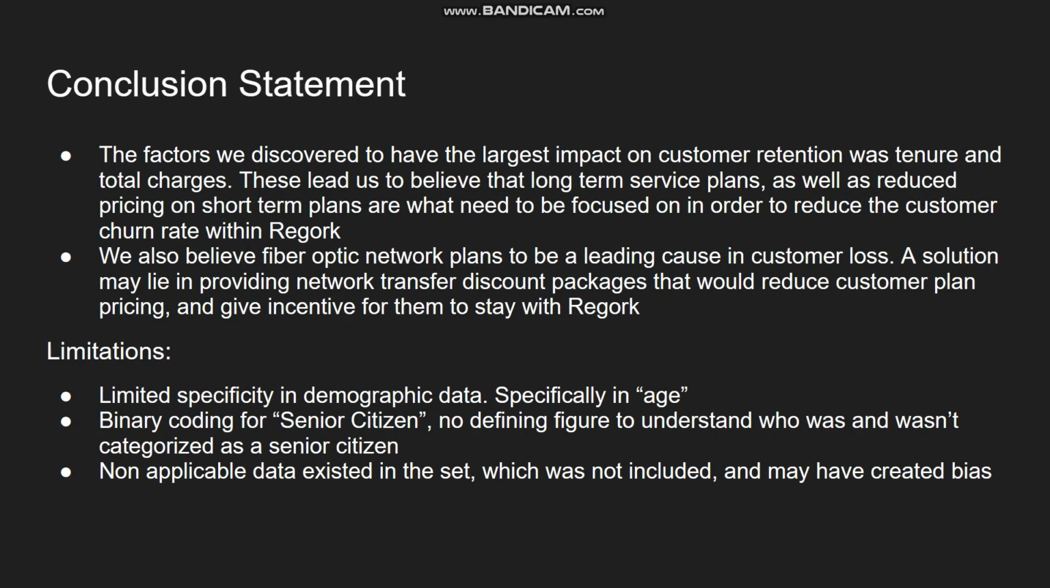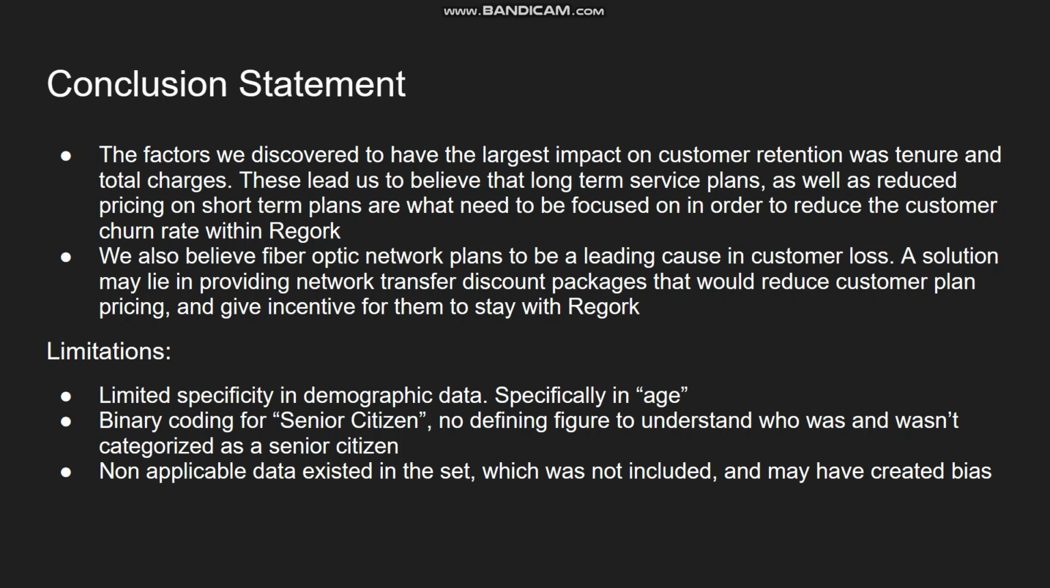So in conclusion of our analysis, the factors we discovered to have the largest impact on customer retention were tenure and total charges, which led us to believe that long-term service plans are optimal, as well as reduced pricing on short-term plans are what need to be focused on in order to reduce the customer churn rate within Regorg. We also believe fiber optic networks are not to be neglected, and they may be a leading cause in customer loss. A solution to this may lie in providing network transfer discount packages, which would reduce customer plan pricing and give incentive for them to stay with Regorg.